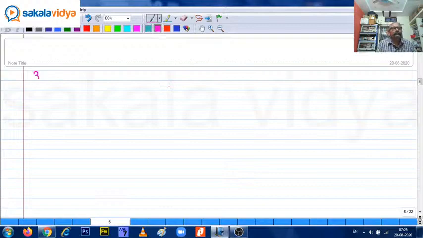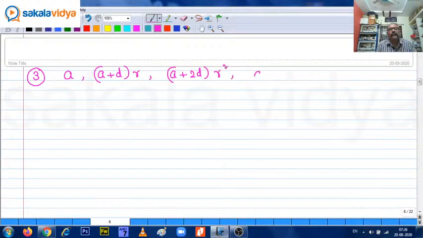Next, third one. a, a plus dr, a plus 2dr square, a plus 3dr cube, and so on, a plus (n minus 1) into d, r to the power of n minus 1.